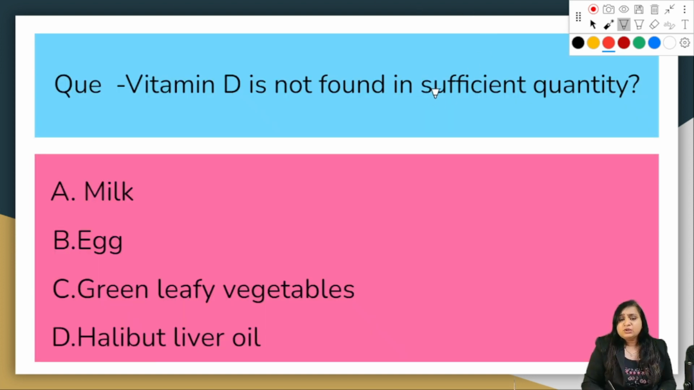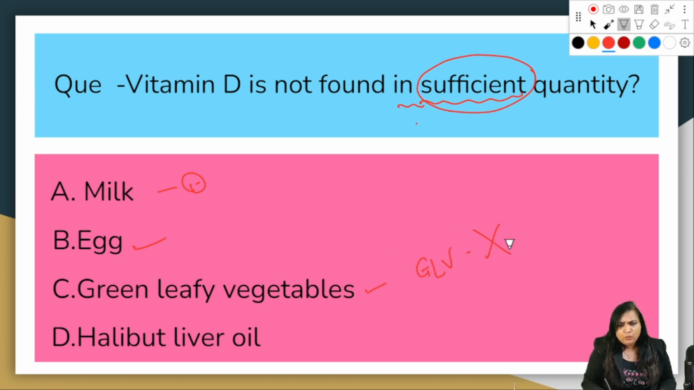And vitamin D is not found in sufficient quantity. Read the question carefully: not found in sufficient quantity. It is present but not in that good quantity. Could it be milk? Yes, it could be milk. Egg, it is found in sufficient quantity. What about green leafy vegetables? In green leafy vegetables, there is no vitamin D. It is deficient in vitamin D. So this is also out.